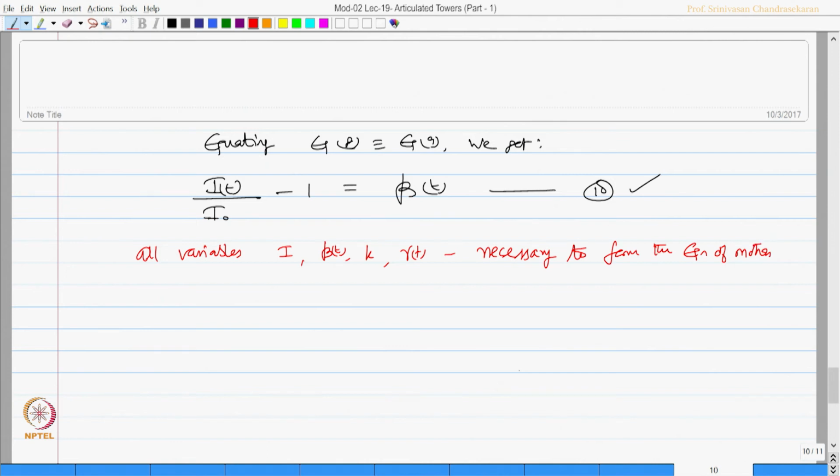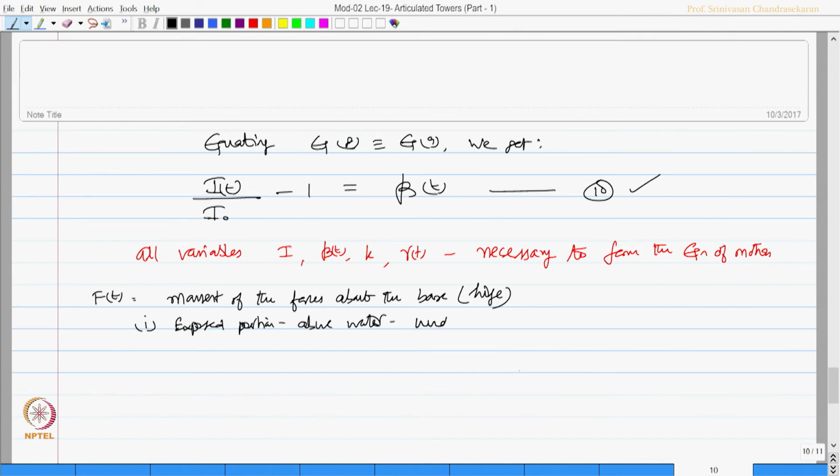We have got this. So, let us talk about f of t, the moment of the forces about the base, that is about the hinge. Okay. So, f of t will have two parts. The first part, the exposed portion above water, will be subjected to wind load, and the submerged portion, which is underwater, will be subjected to wave load at any instant of time.